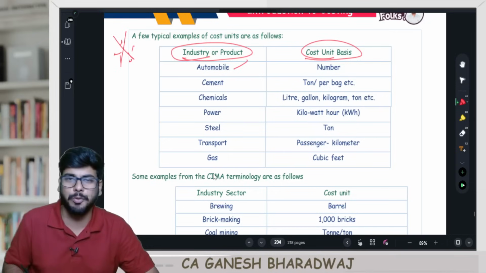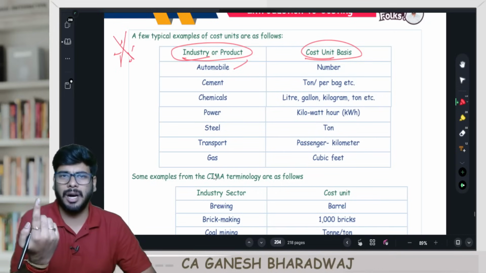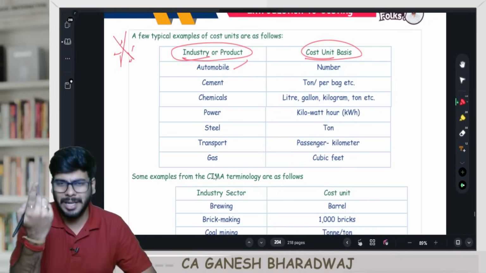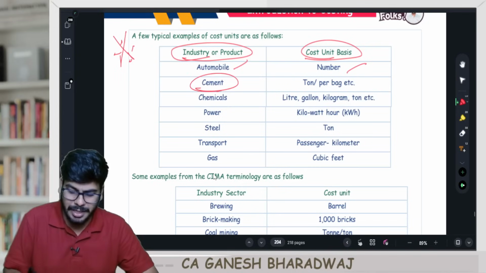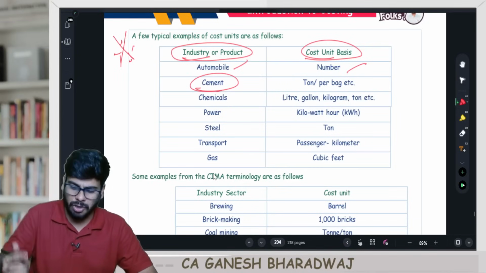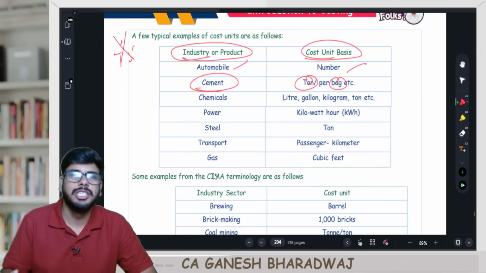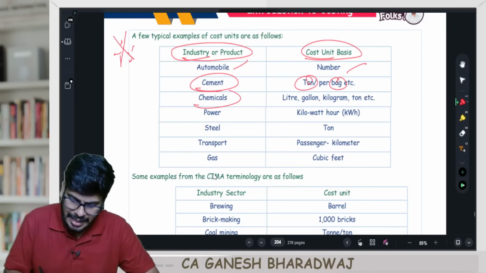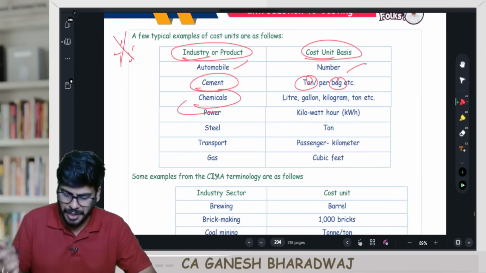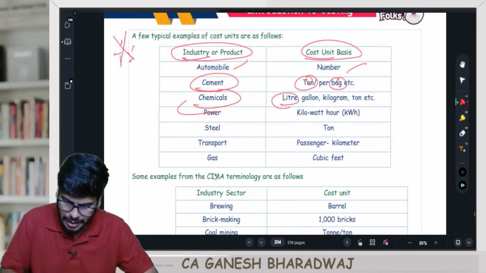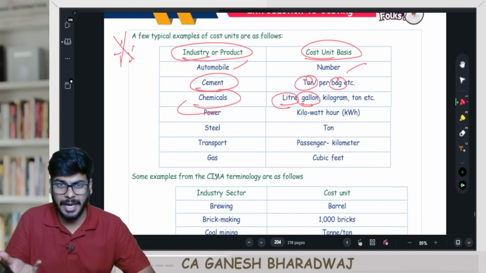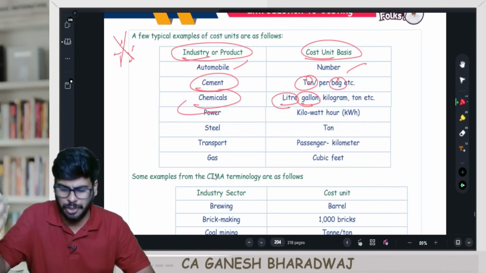For example, automobile, what is the cost unit? One car or one bus, correct? A number is the cost unit. Cement industry, you can calculate the cost per ton or per bag. So here you can write per ton or per bag. Chemicals, generally chemicals could be in what? It could be in liters, it could be in gallons, it could be in kgs also, whatever it is. The unit of measure could be anything.